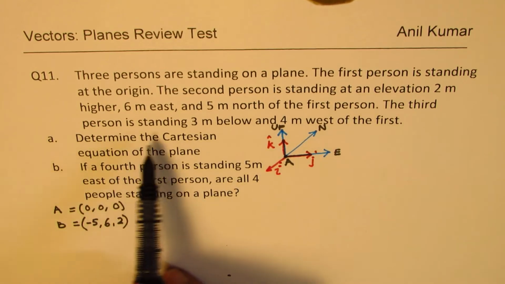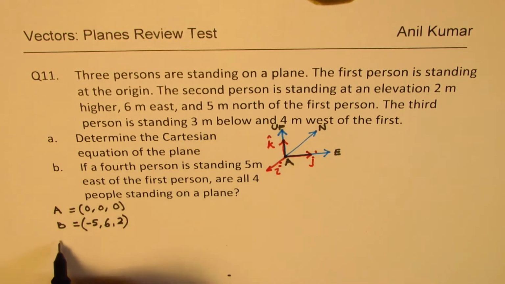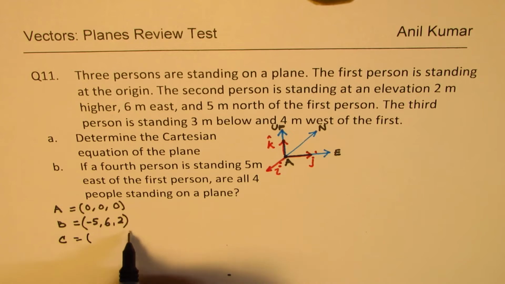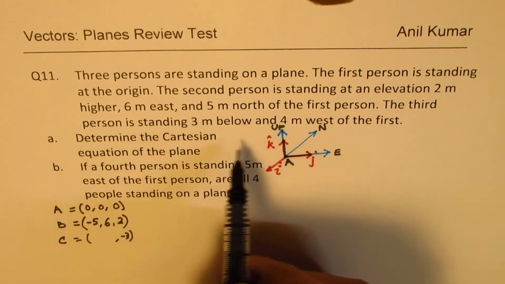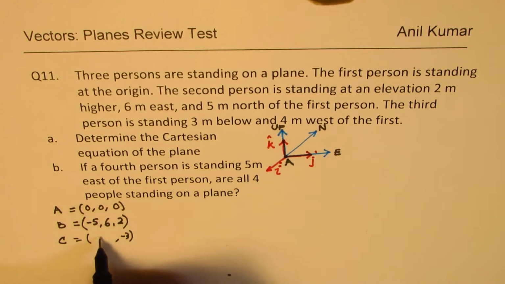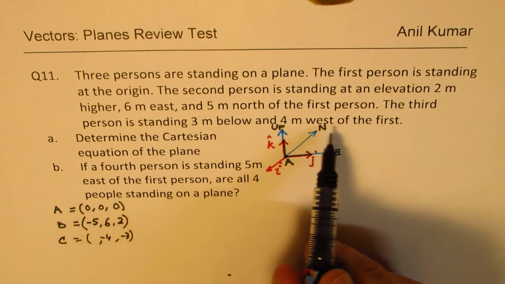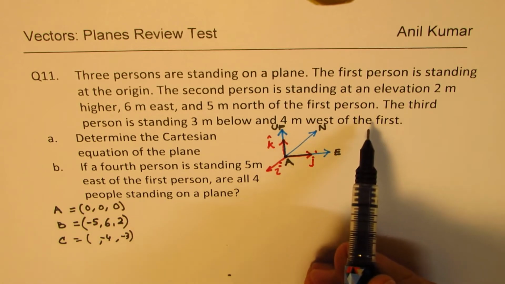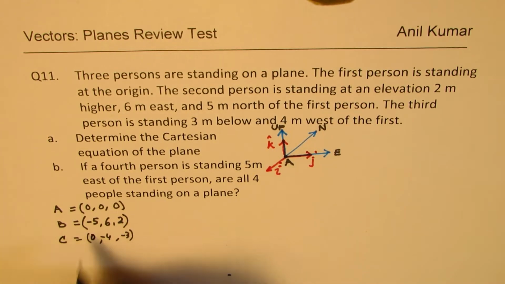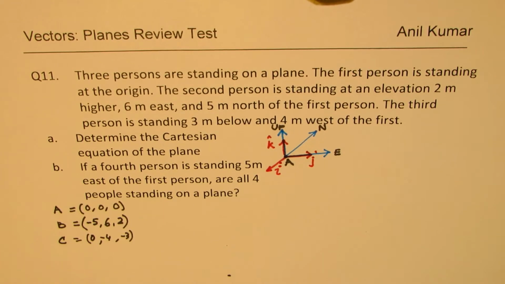The third person is standing 3 meters below. So C is the third person. 3 meters below means minus 3. 4 meters west means minus 4 for Y. So only these 2 points are given to us. So that means this is 0 along the x-axis. So we have the 3 positions of the people.